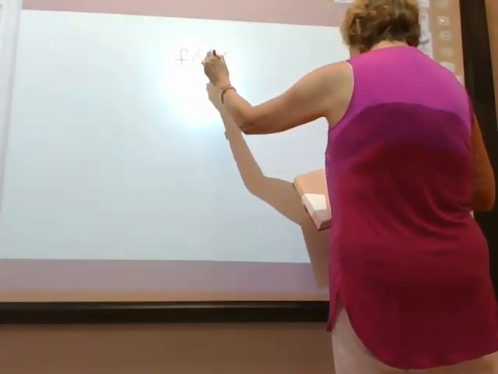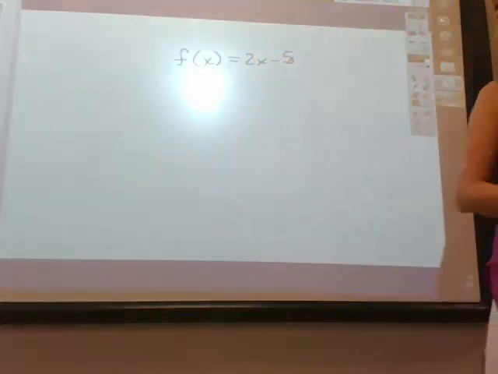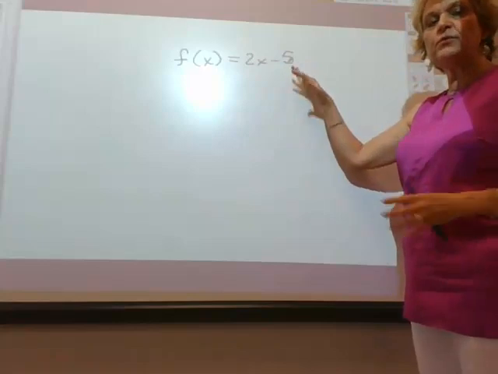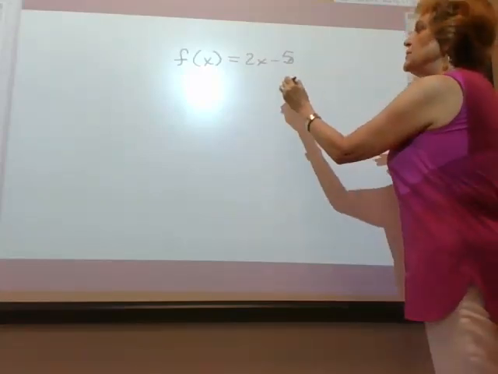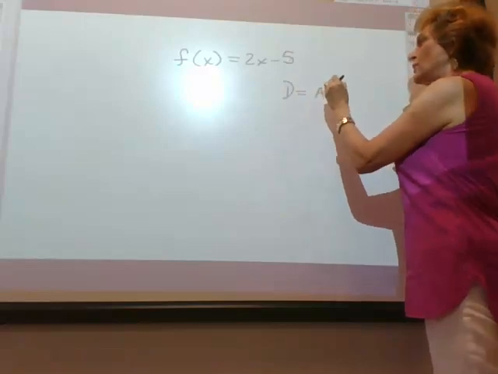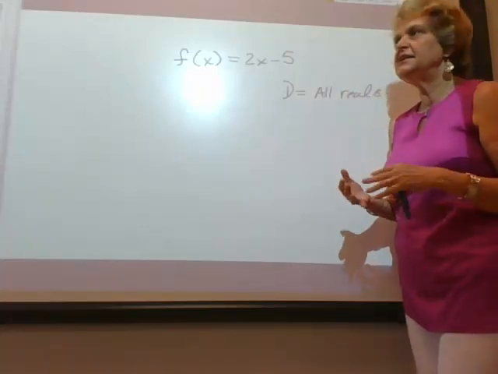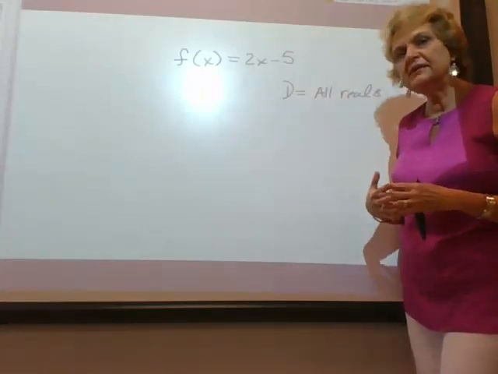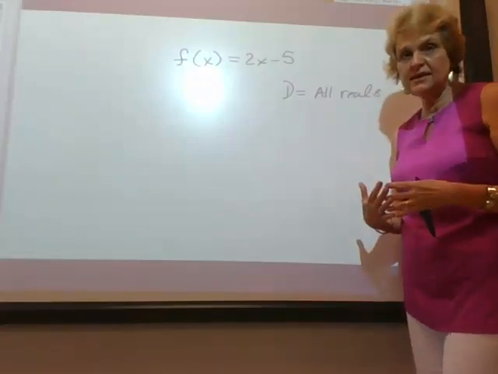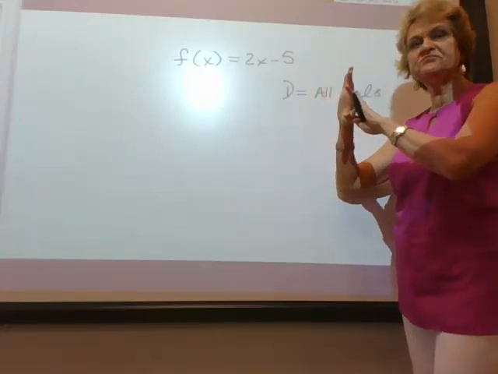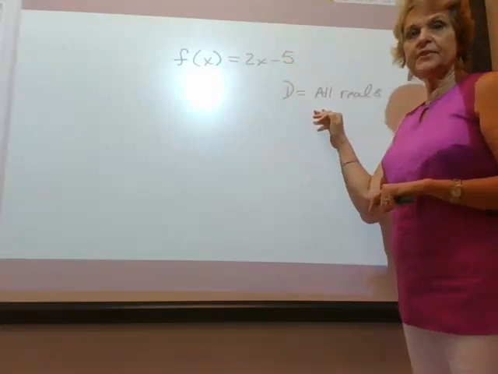We have f of x is 2x minus 5, okay? This is just like saying y equals 2x minus 5. We could plug in values. We could graph this with slope-intercept. So the domain here is all reals. There's nothing you can't have. In other words, we don't have a 0 in the denominator. We don't have a square root that's a negative. So if you don't have any difficult conditions, your domain is going to be all reals.